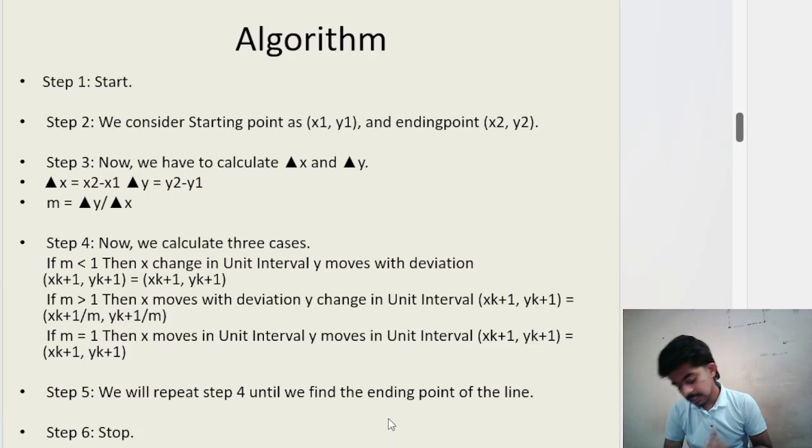Which means if m is equal to 1, the slope of the line is 1, x is incremented by 1 and y is incremented by 1. If m is greater than 1, then x moves with deviation and y changes in unit interval, which means y only increases by 1. And in the first case where m is less than 1, x changes in unit interval, which means x is incremented by 1 and y remains the same. So let's proceed.